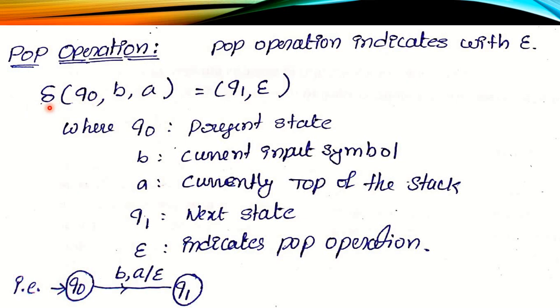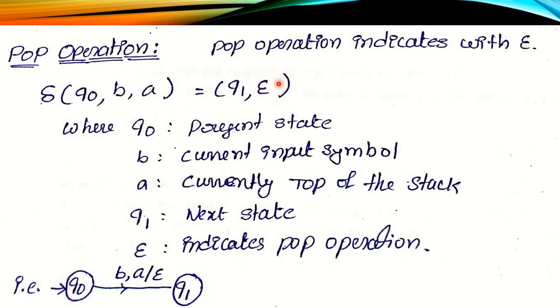Here δ indicates the transition function. Q0 is the current state or present state. B is the currently read input symbol from the input tape, and A is the current top of the stack. So that means the top of the stack contains the value A. Then it goes to the next state Q1 and performs the pop operation. This pop operation is indicated with ε.